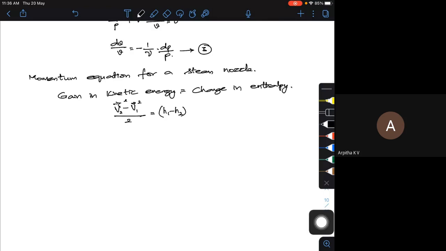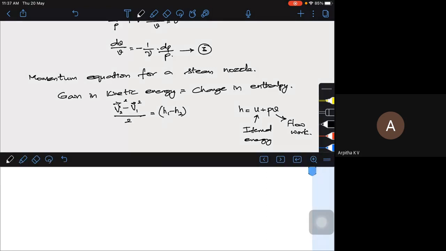We know that H is the enthalpy, which is actually U plus PV, where U is your internal energy, and PV is your pressure volume product, that we call flow work. At the same time, both H as well as U are functions of temperature. So H I can write as Cp into T, U I can write as Cv into T, that we already know.